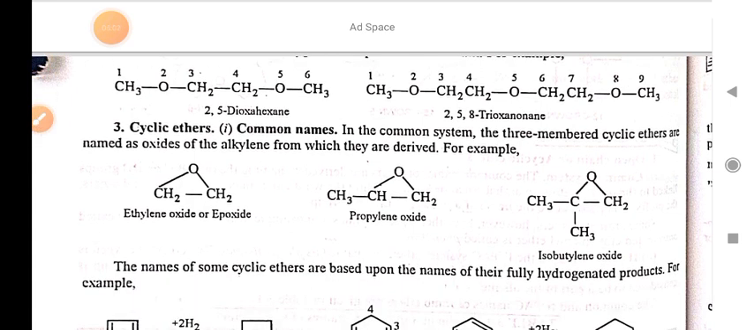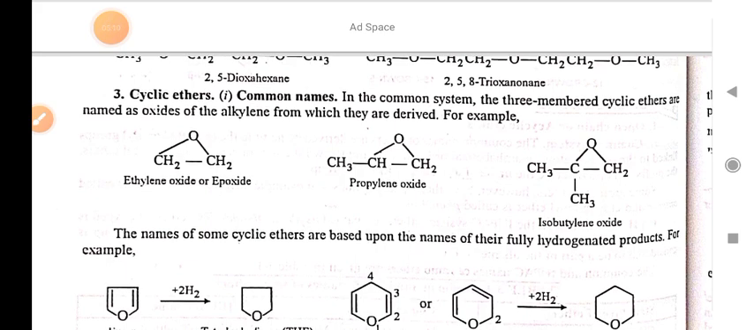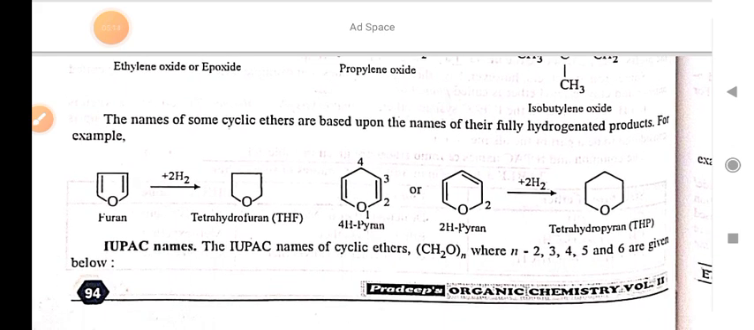Cyclic ethers. Common name. In the common system, the three-membered cyclic ethers are named as oxides of the alkylene from which they are derived. For example, ethylene oxide or epoxide, propylene oxide, isobutylene oxide. The names of some cyclic ethers are based upon the names of the fully hydrogenated products. For example, furan, tetrahydrofuran, 4H-pyran, 2H-pyran, tetrahydropyran.